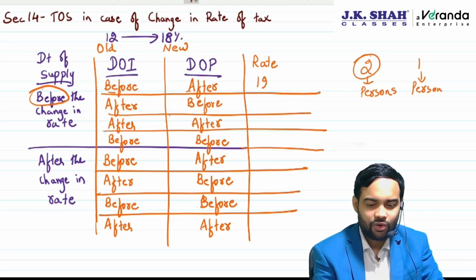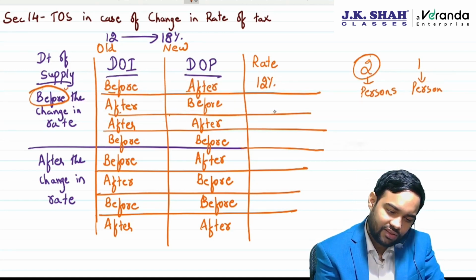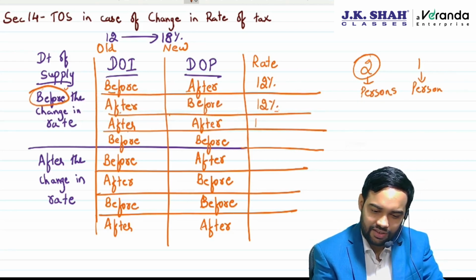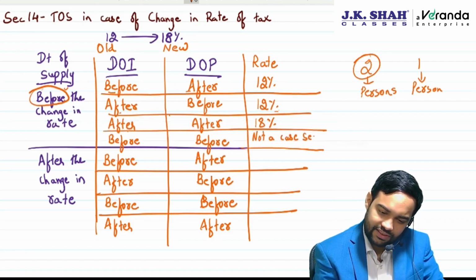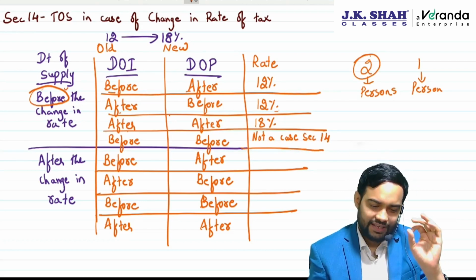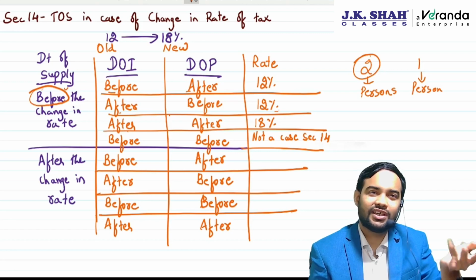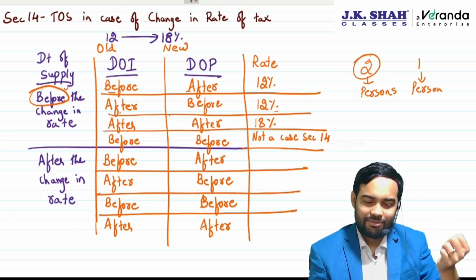Before. So the old rate, that is 12%, will apply. Before, after, before. Again the old rate will apply. Before, after. The new rate will apply. Before. This is not a case of section 14. It will be decided based on sections 12 and 13, because here all the three events have happened on a particular date, that is before the change. So there is no change in rate of tax. Obviously the before rate will apply, 12% will be applicable.